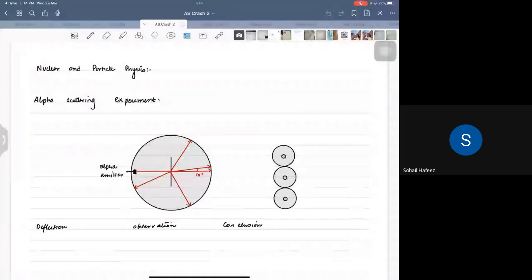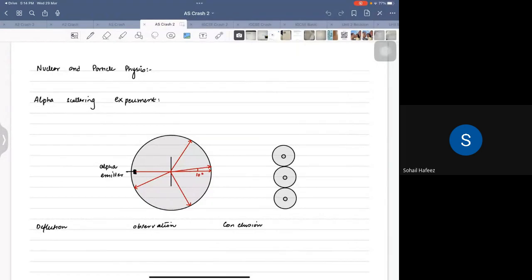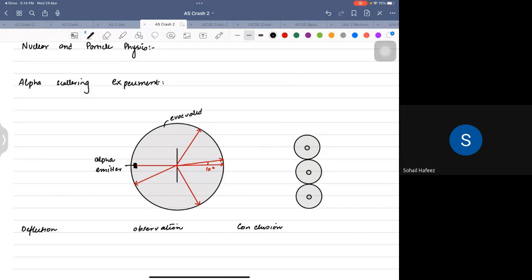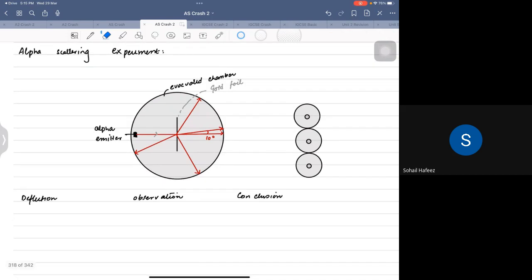Okay, so today we are going to start with the alpha scattering experiment. In the alpha scattering experiment, you need to remember that the alpha emitter is placed within this chamber. It's basically an evacuated chamber, which means it's just vacuum inside, so it doesn't strike anything else. What you see right here is a very thin gold foil. When the alpha particles are directed towards it, they show three types of behavior, and we're going to write that.